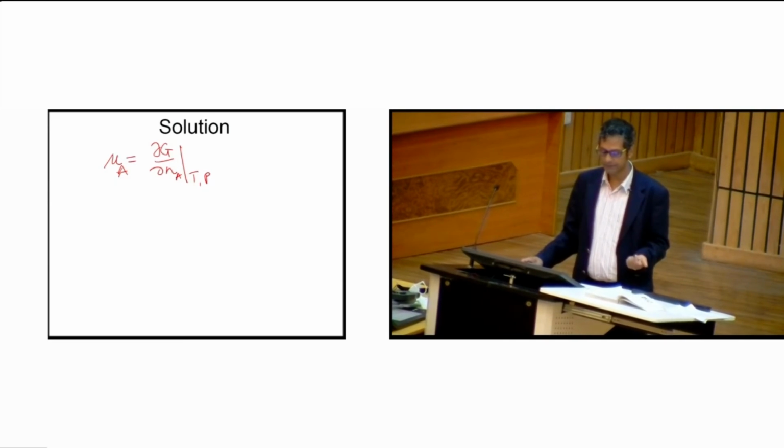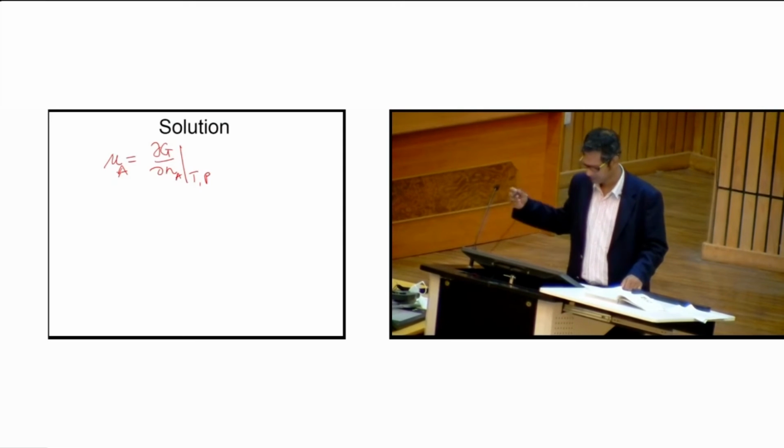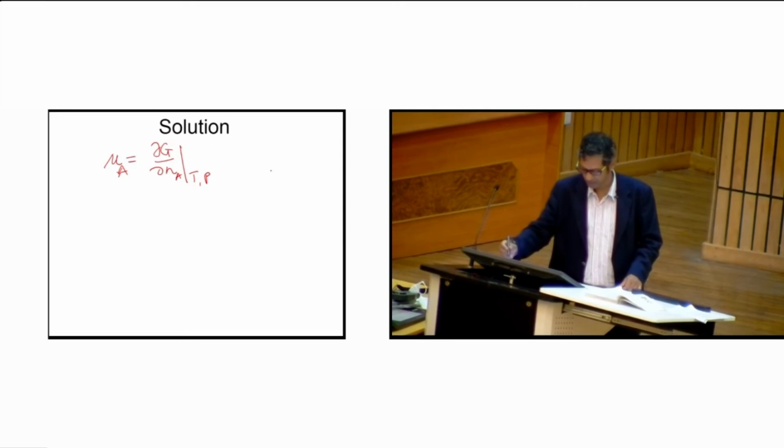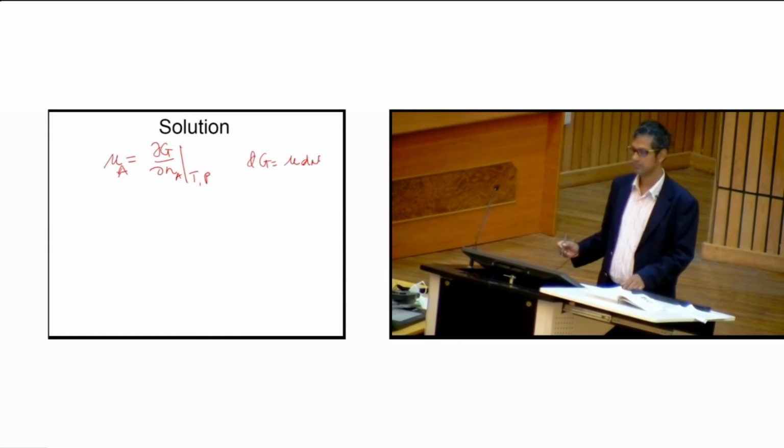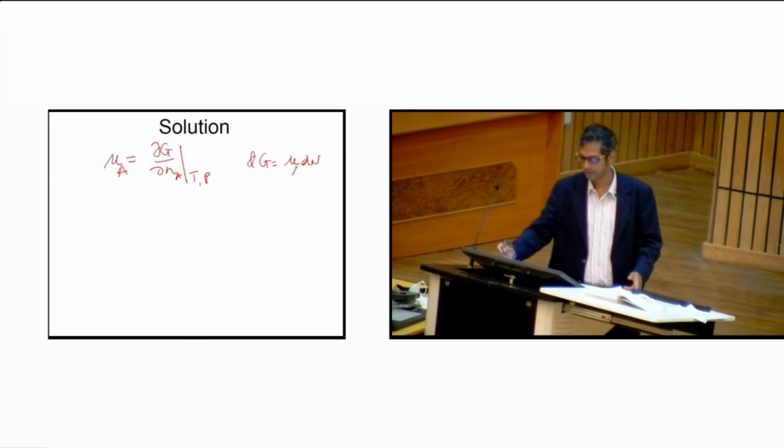Now, if you assume a fixed entropy and volume, then we can always write down dG is basically equal to mu dN, right? This is nothing but the same thing here.